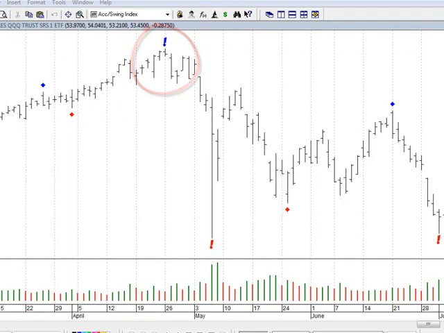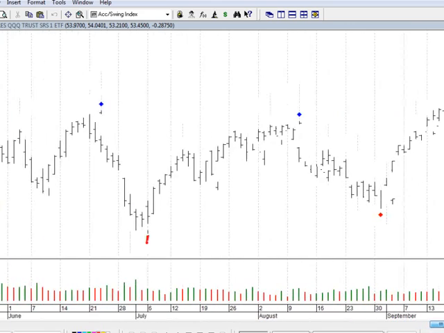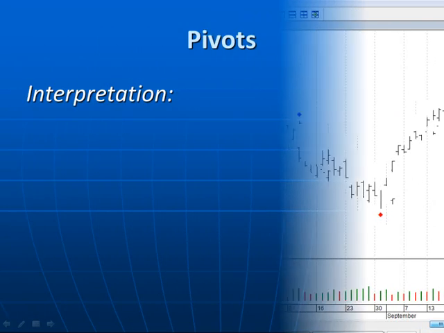Now here's a very important thing to understand about these pivots. Once a minor pivot is identified, that bar will always be a pivot point. But the type of pivot it is can actually change, meaning a minor pivot can become an intermediate pivot and an intermediate pivot can become a major pivot.